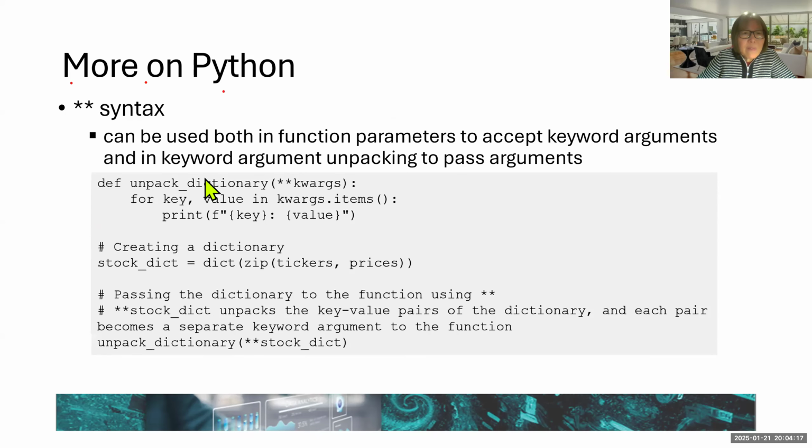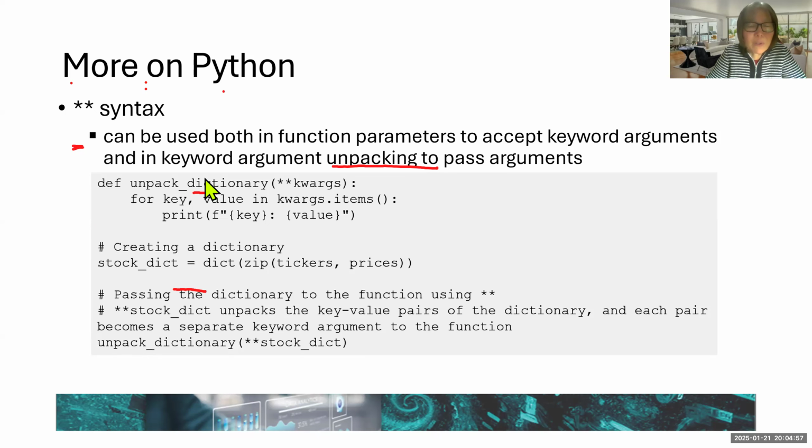And the next, let's see. The double asterisk. Same thing. Double asterisk can be used as a parameter, and it can also be used for arguments. If it's used in a parameter, it accepts keyword arguments. With a keyword argument, you can provide some default value, and if you don't provide that argument anywhere, it will go with the default. If you do provide it, it will override the default one.